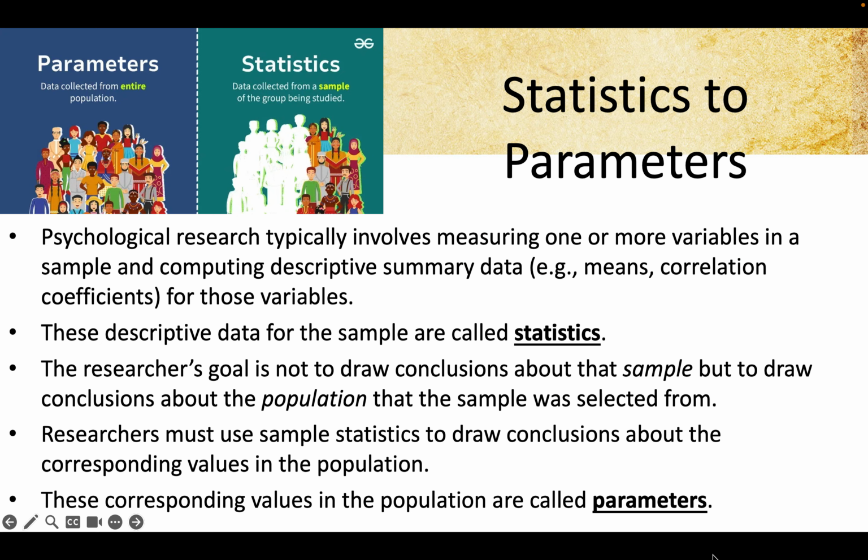Psychology research typically involves measuring one or more variables in a sample and computing descriptive summary data, for example, means and correlation coefficients, for those variables. These descriptive data for the sample are called statistics. The researcher's goal is not to draw conclusions about that sample, but to draw conclusions about the population that the sample was selected from. Researchers must use sample statistics to draw conclusions about the corresponding values in the population. These corresponding values in the population are called parameters.